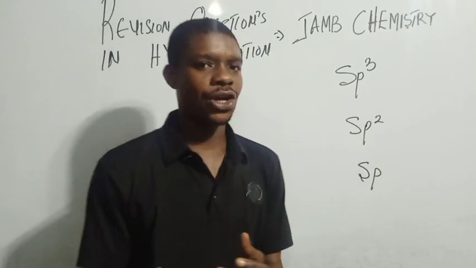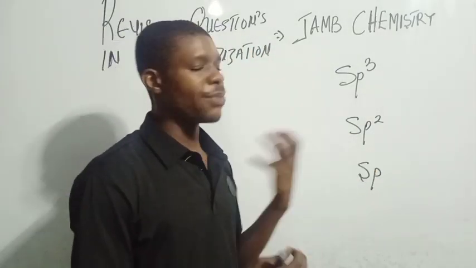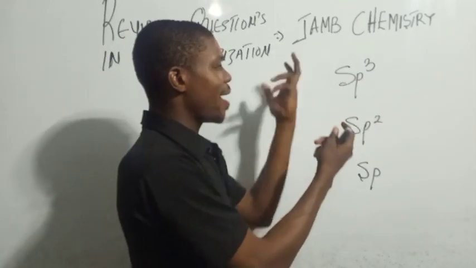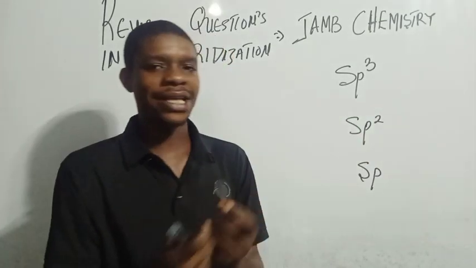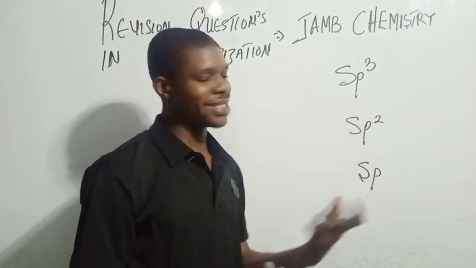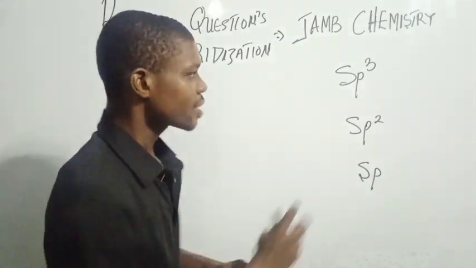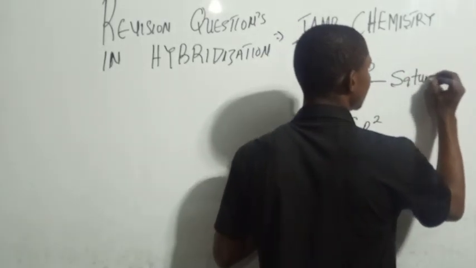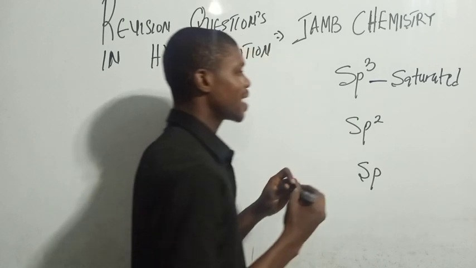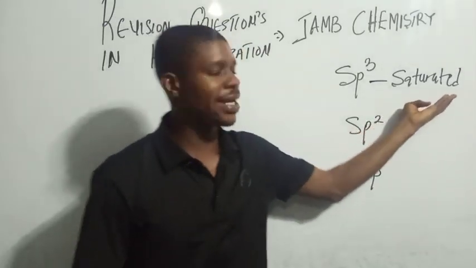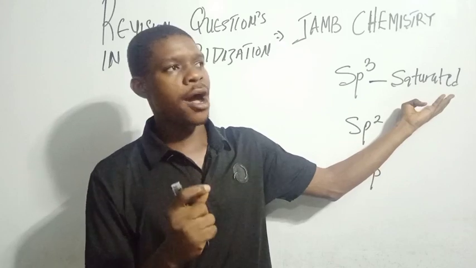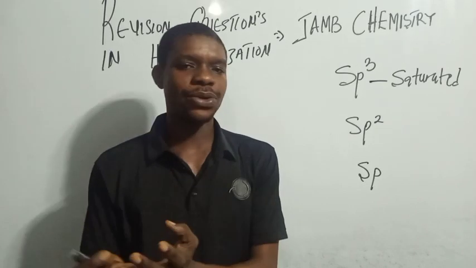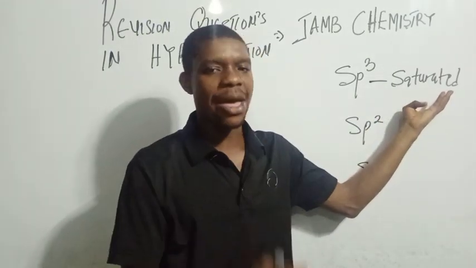Do you get that? I'm not going to explain how these are formed because I've explained in detail why it is called sp3, why it is called sp2, and why it is called sp, what happened here, and how it is formed. I've already done a video on that. So sp3 is called saturated hybrid orbital. All organic compounds that possess the sp3 hybridized orbital are called saturated.